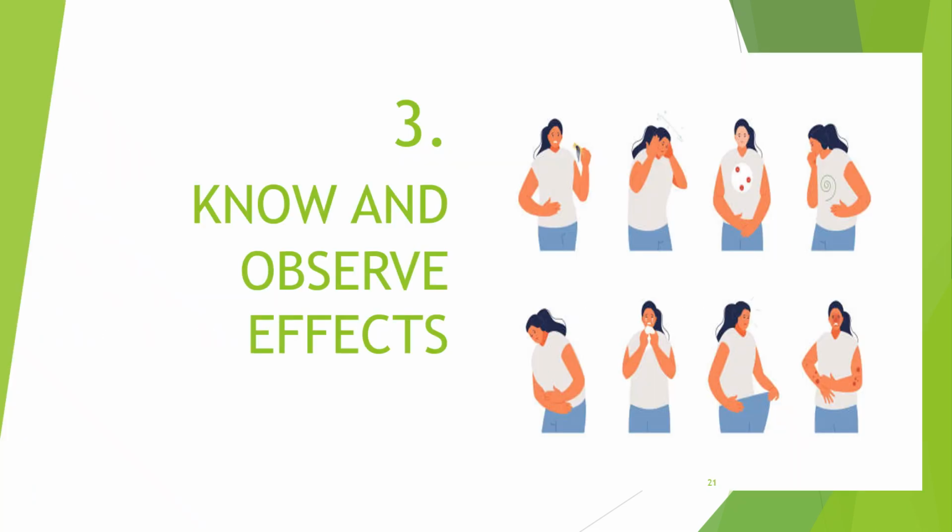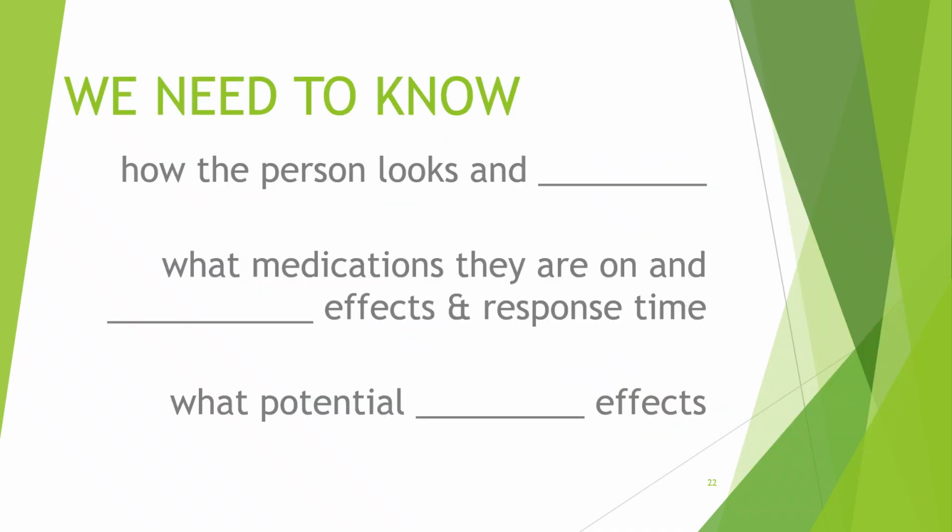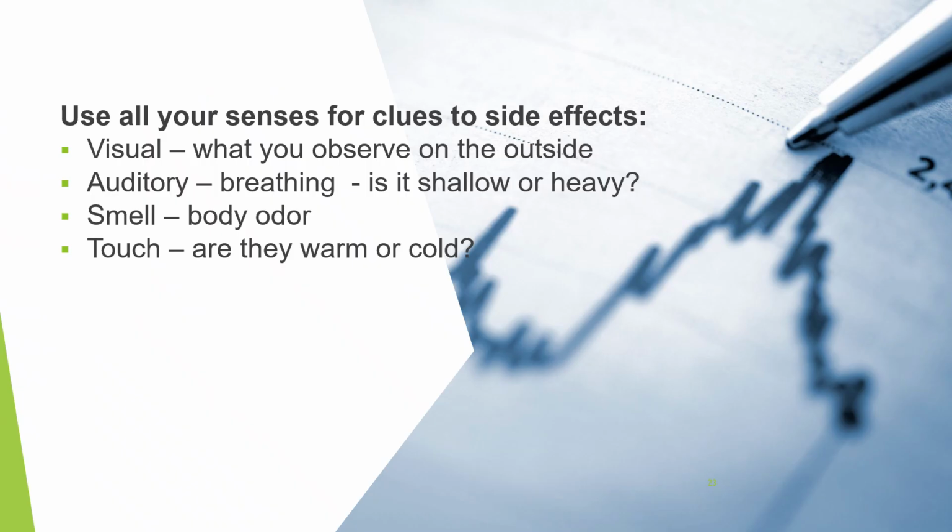Three, know and observe the effects. We need to know how the person looks and acts most of the time, what medication they are on, desired effects and response time, and what the potential side effects are when taking certain medications. When working with individuals, your job is to observe and report, and so it may help to use all your senses for clues to side effects.